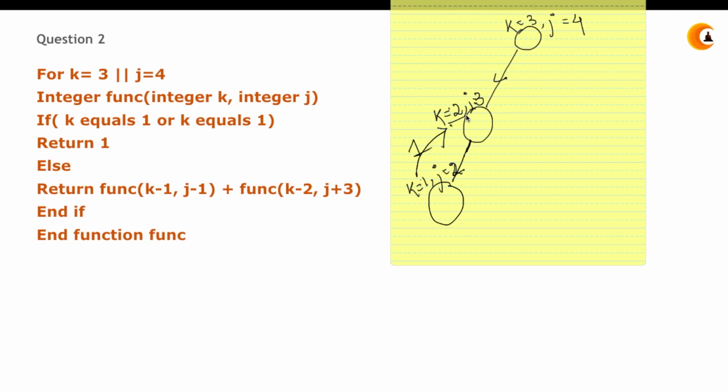Now, while it goes back over here, only one part of this recursion is solved. The other part is still pending. Now, what does it have to say? It says k minus 2 and j plus 3. So, k value over here is what? It is 2. So, k minus 2, 2 minus 2, k value will become 0. And j plus 3. Here the j value is 3. So, 3 plus 3, j value will change to 6.